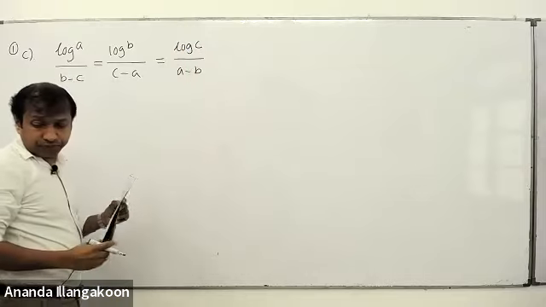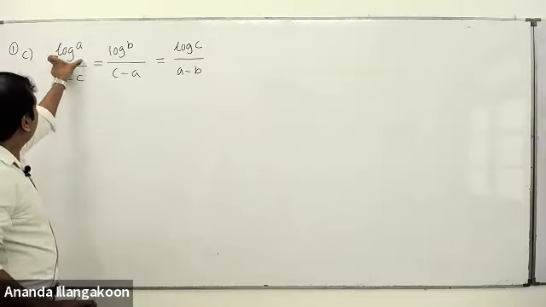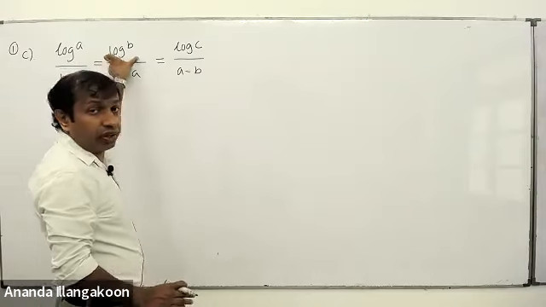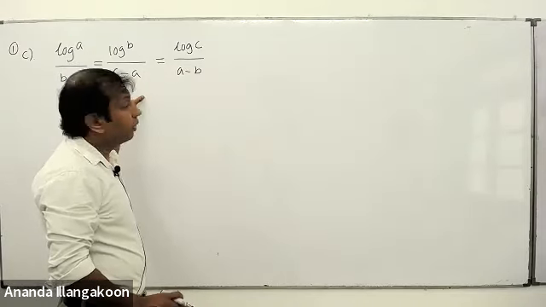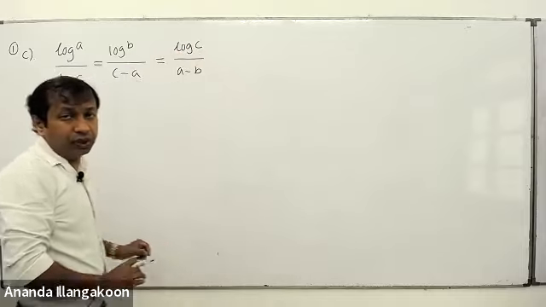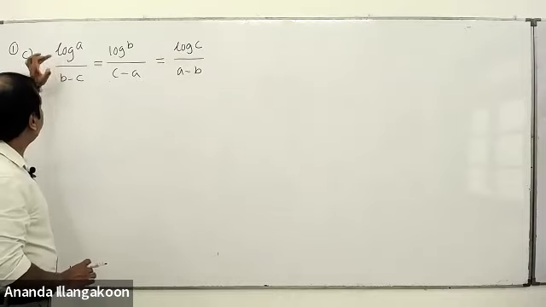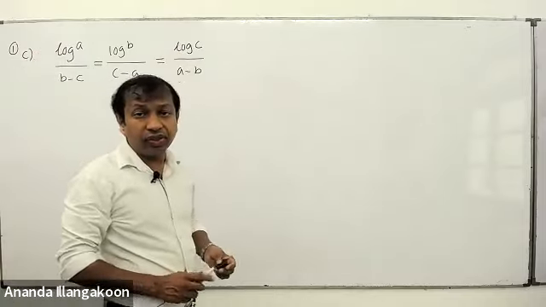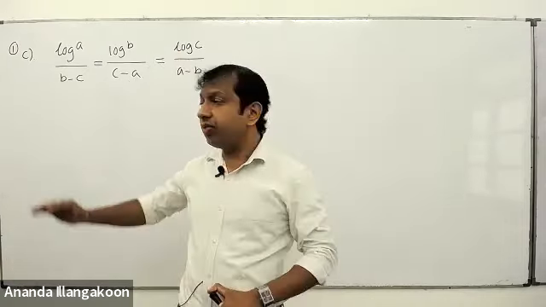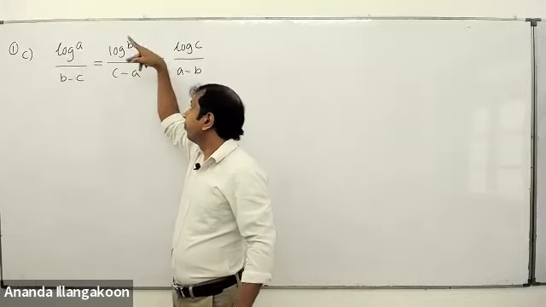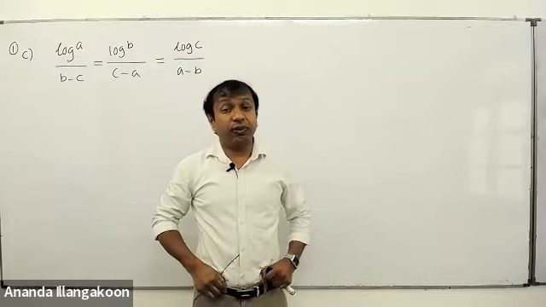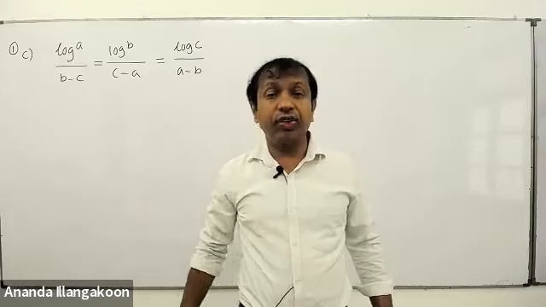Now we are given that log a divided by b minus c is equal to log b divided by c minus a, which is equal to log c divided by a minus b. Usually when we have a numerator and denominator, it is called a fraction. Here this is a fraction, this is a fraction, this is also a fraction. We have 3 fractions, and these 3 fractions are equal. That's what we are given.